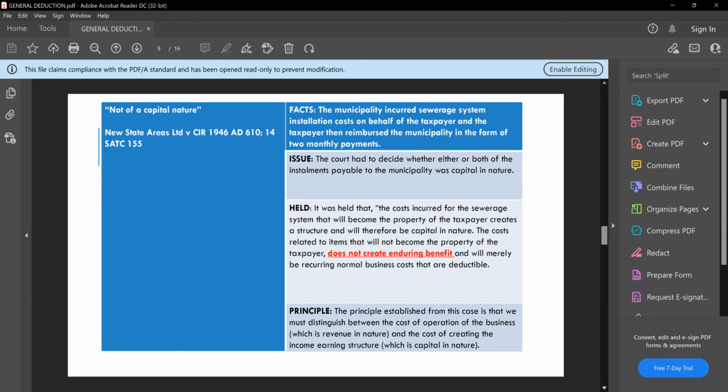So in a nutshell, the costs incurred in creating a structure that will belong to the taxpayer will be capital in nature. And the costs incurred in your day-to-day activities, recurring normal business expenses, will be deductible because they are revenue in nature. They don't create an enduring benefit. So the principle thereof is we must distinguish between the cost of the operation of the business, which is revenue in nature, and the cost of creating the income earning structure, which is capital in nature.